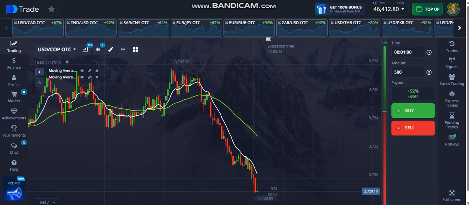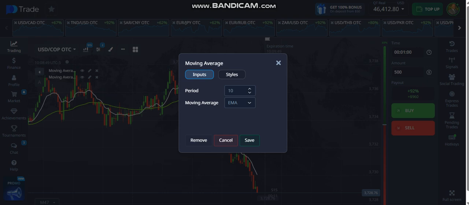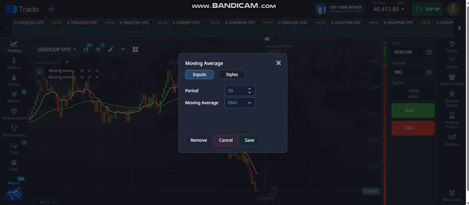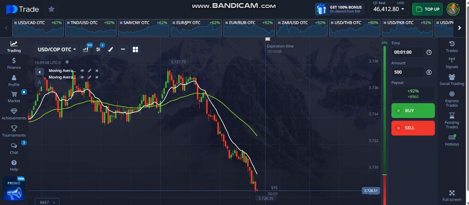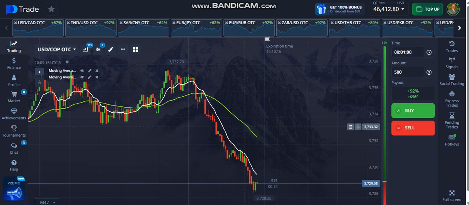But anyway, getting back to this strategy, I have two moving averages set up here. The first moving average is the 10 exponential moving average, which I mentioned, which is the white line. And then the second moving average is the 50 EMA, exponential moving average. So what you do is you just click on the indicator button here and go to moving average, click that on twice, and then that's how you set up your indicators.